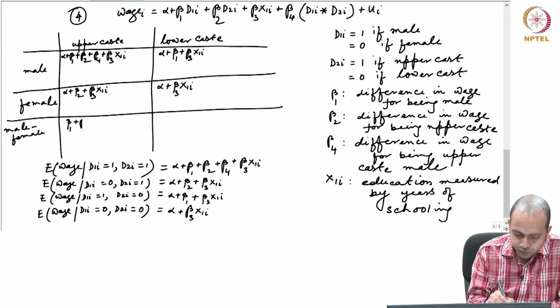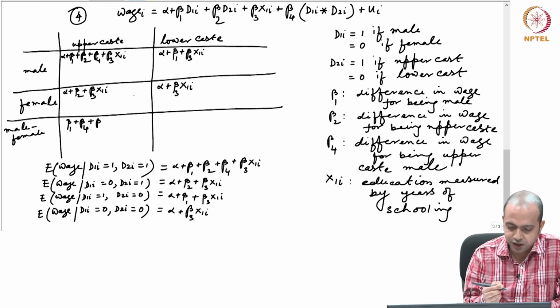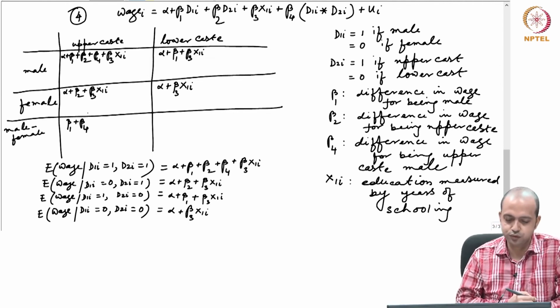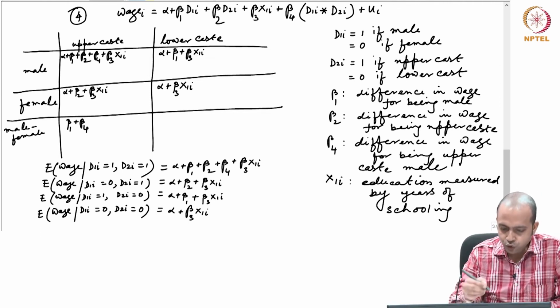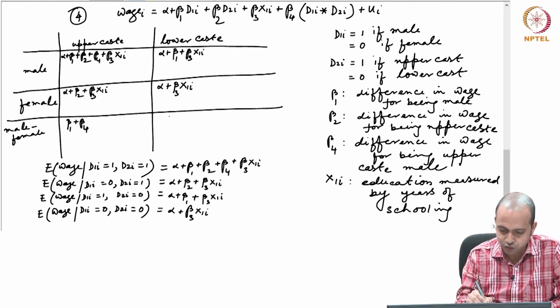plus beta 4 plus beta 3, sorry, beta 3 will also get cancelled out. Okay, this minus this. So, I will get alpha plus beta 4. For lower caste, if I take male female gender difference, then alpha will get cancelled and beta 3 x1i will get cancelled, I will get beta 1.